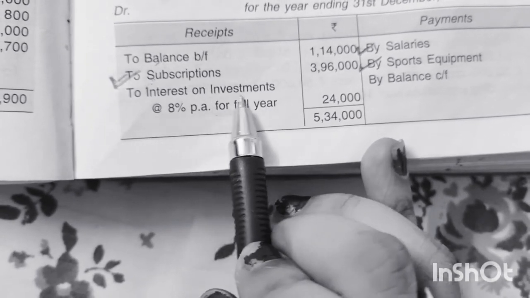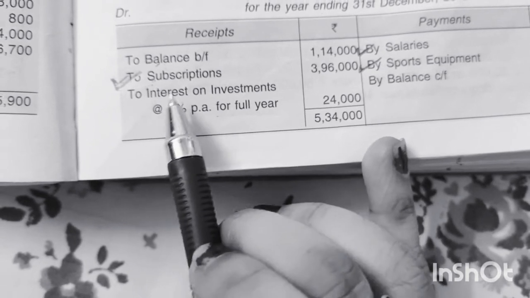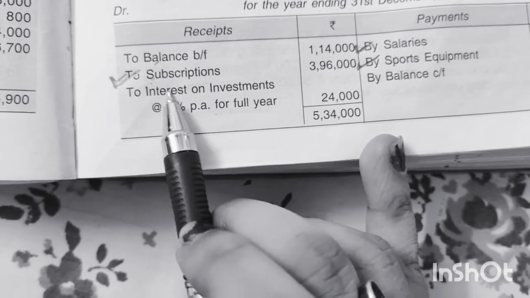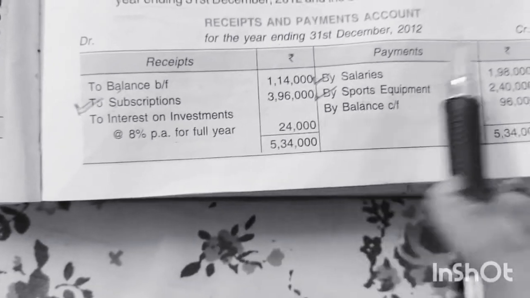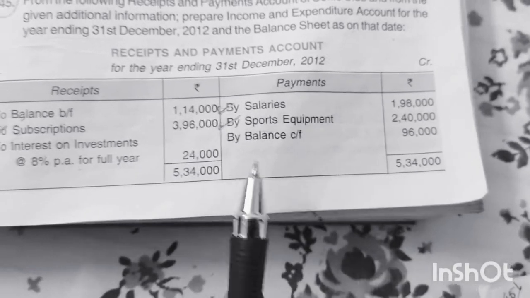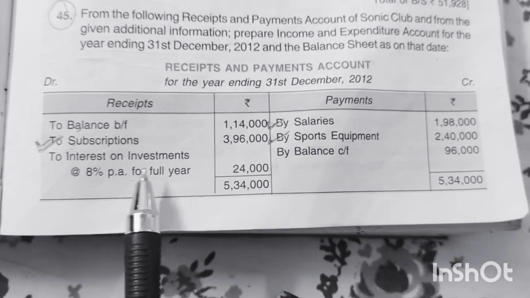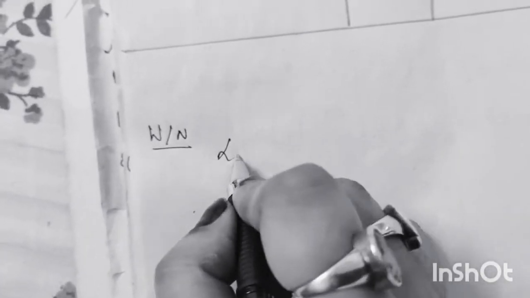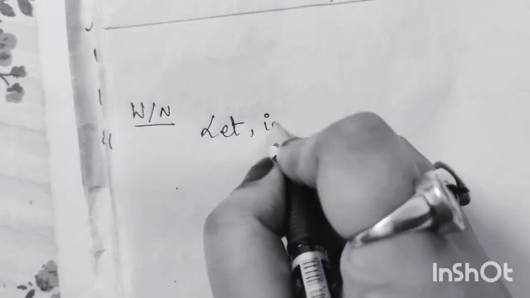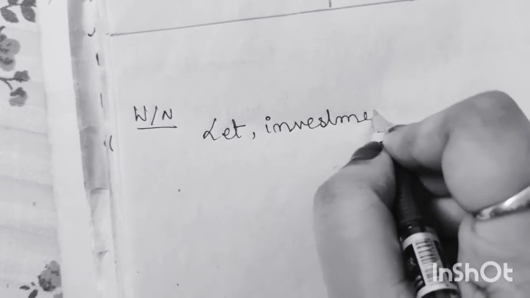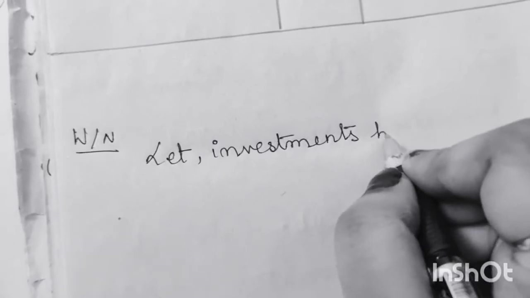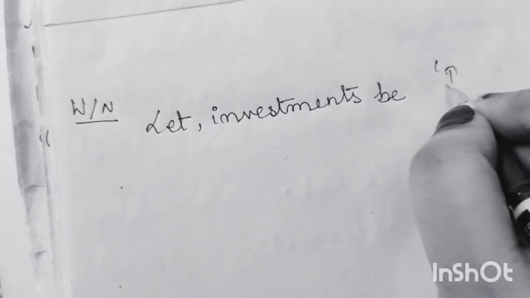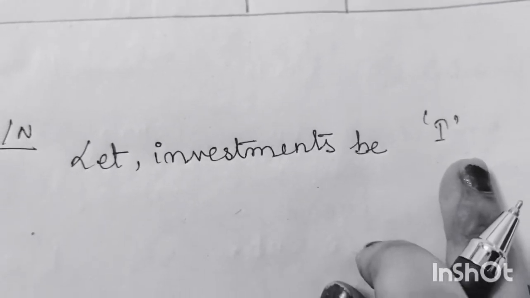Next, see here, interest on investment at the rate of 8% per annum for the full year. That means you have made the investment in the beginning of the year and you are getting interest for the full year, and the rate of interest is 8%. But as you can see, the value of investment is not given. That means we have to calculate the value of investment. So first we will do one working note. Let investments be I.